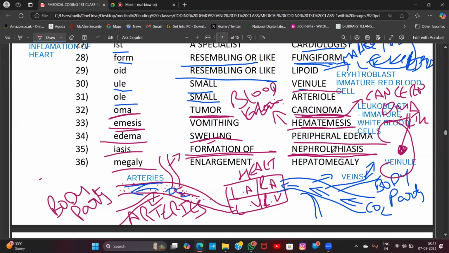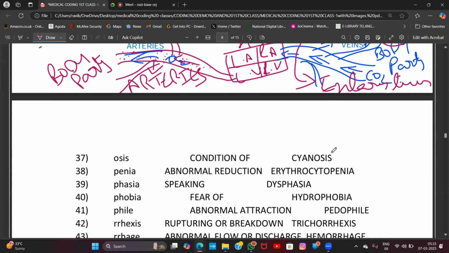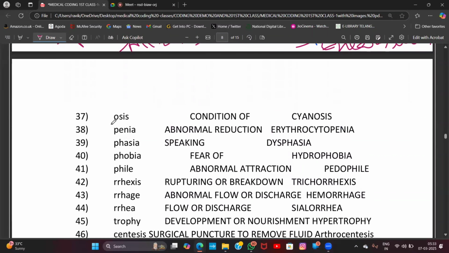Next one, megaly. Megaly is nothing but enlargement. Hepatomegaly. What is hepatomegaly? Enlargement of the liver. If I say gastromegaly, that is the stomach. Very good.